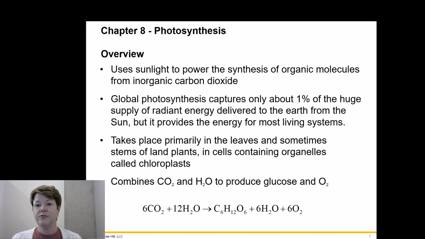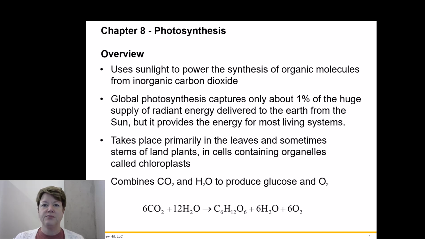So in Chapter 8, we're going to cover photosynthesis. Photosynthesis is not a metabolic process that happens in all cells, but it is the process that captures the sunlight and converts that energy, transforms that kinetic energy of sunlight into the potential energy in organic compounds in covalent bonds. And we'll use glucose as our example.